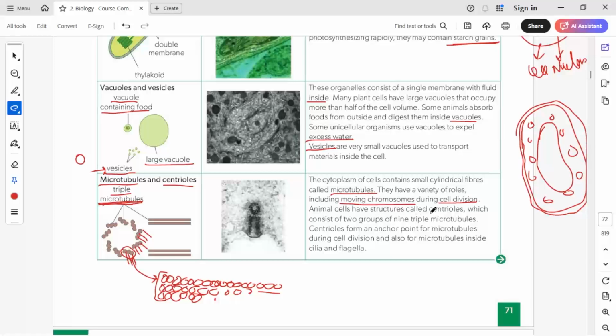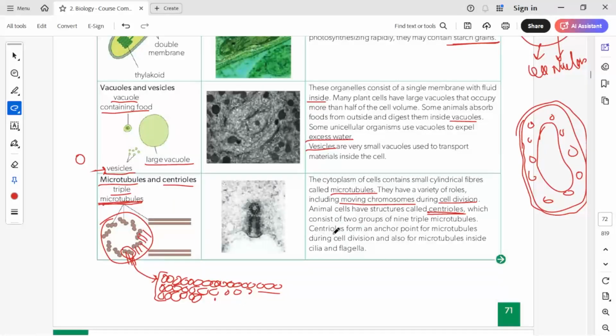Animal cells have structures called centrioles. From these centrioles, the spindle fibers will originate, and they consist of two groups of 9 triple microtubules. So this kind of structure will be formed. One spindle fiber will be formed with the help of such microtubule groups, which are 9 in number. So in total 9 groups, and in each group there will be 3 microtubule strands. So this whole thing will form one spindle fiber. Okay, so it is a complex structure made up of very small protein tubulins.